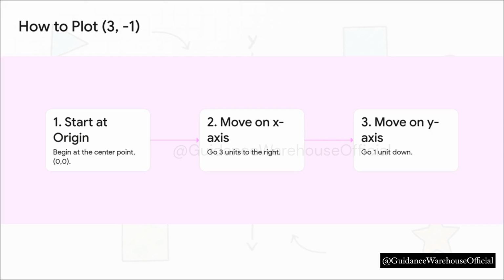If you want to find the point (3, -1), you always start at the origin right there at (0, 0). The first number is a +3, so you move 3 spots to the right. The second number is a -1, so you move 1 spot down. And bam, you found the exact spot.